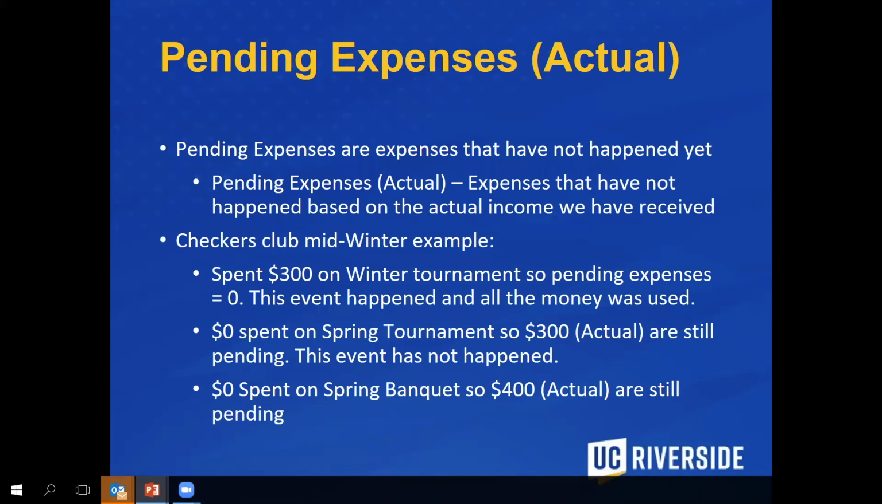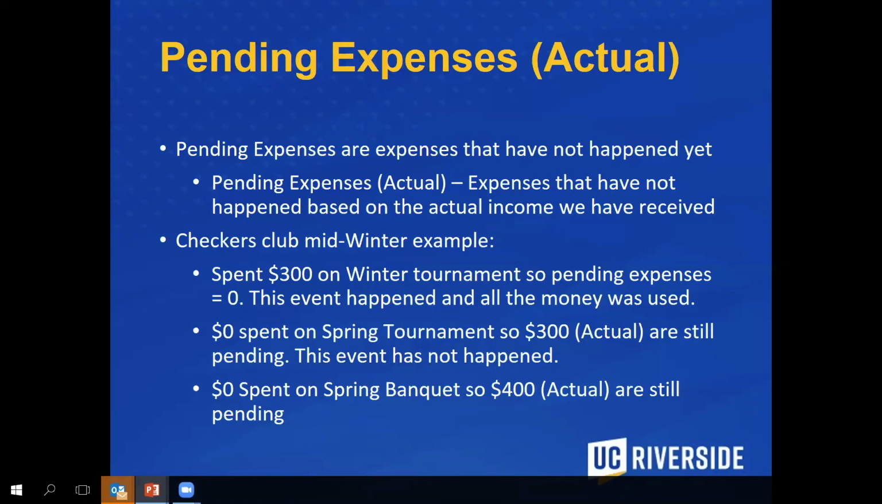Now we're going to talk about pending expenses in the actual column. Pending expenses are expenses that have not yet happened, but pending expenses in the actual column are expenses that have not happened, but are based on the actual real dollars you have received that you actually have access to. So let's go through the example here. The same example in midwinter. They've spent $300 on their winter tournament, so they have pending expenses of $0. This event has happened and all the money was used.